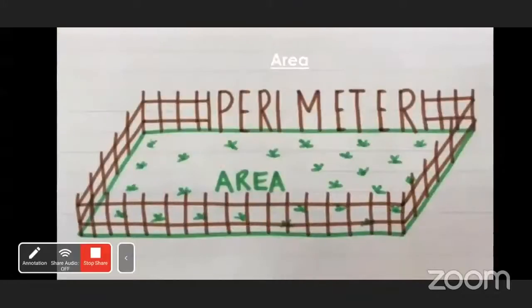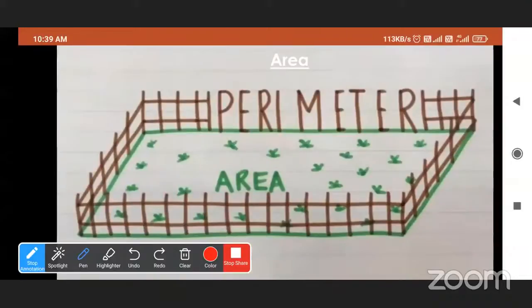Okay. See here, all of you know and have learned very well about area and perimeter. So here, all of you know about perimeter. What is perimeter? Perimeter is the sum of the length of the boundary lines of a given figure. Okay. And see here, the area is given. What is the area?